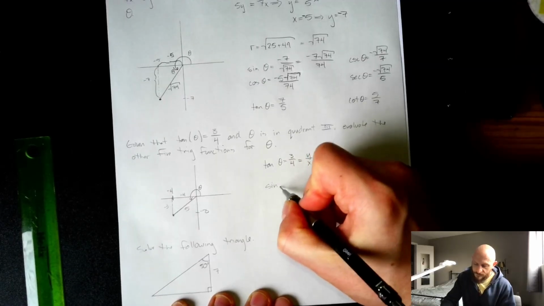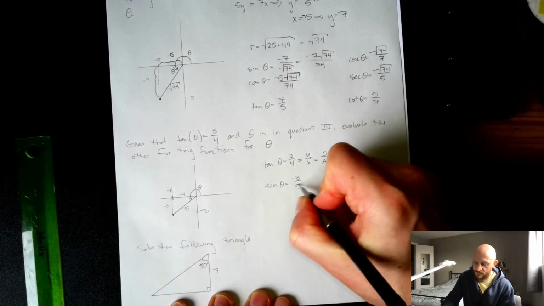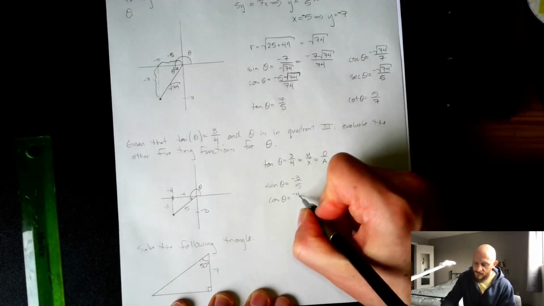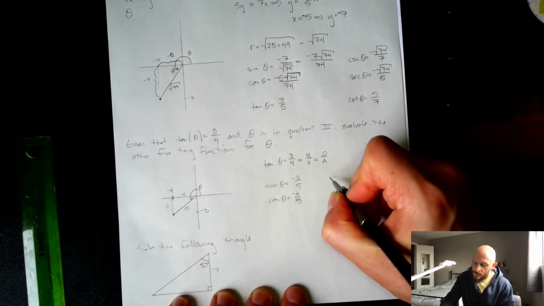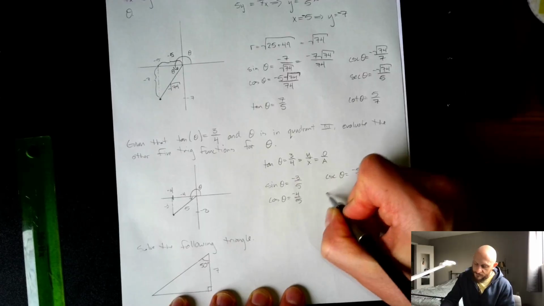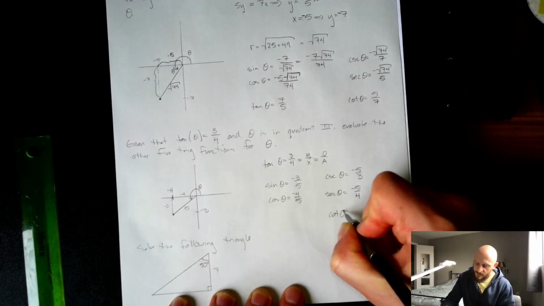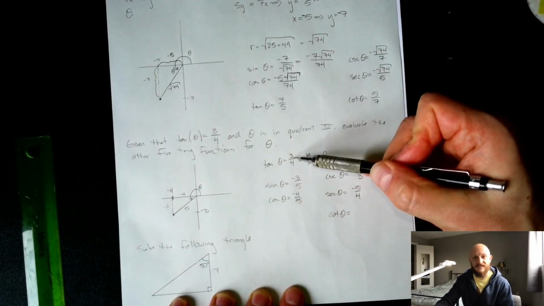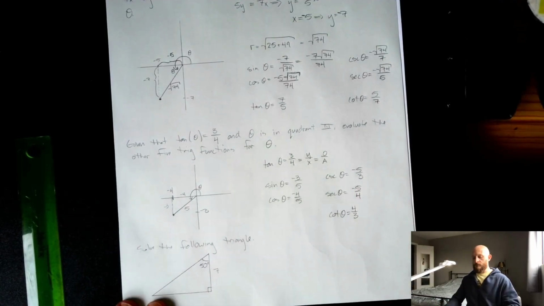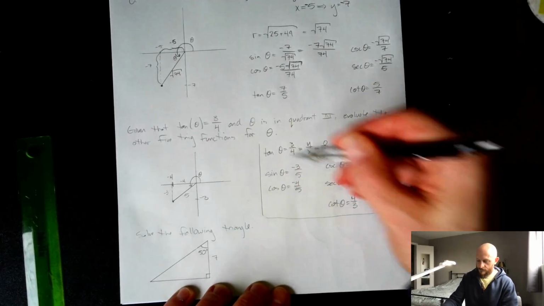So sine theta is opposite over hypotenuse, so negative 3/5. Cosine theta is adjacent over hypotenuse, negative 4/5. Cosecant theta is negative 5/3. Secant theta, negative 5/4. And cotangent theta, we didn't even have to do any work. Cotangent is just given to us because of tangent, is 4/3. So that's the solution set there.